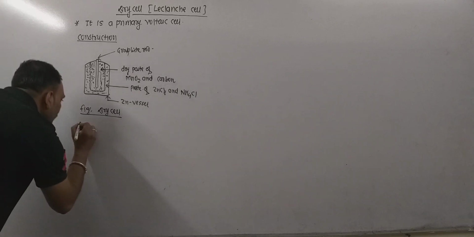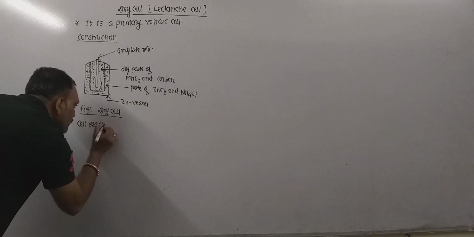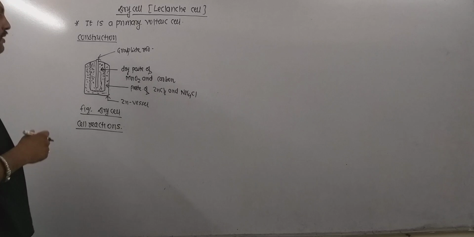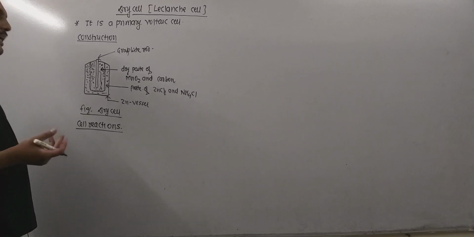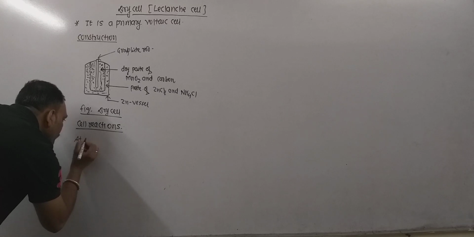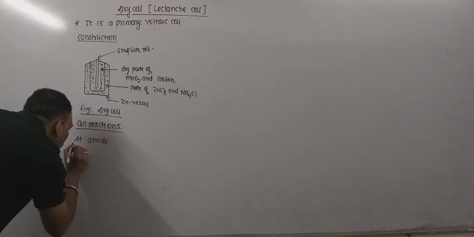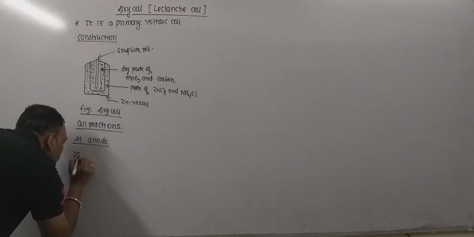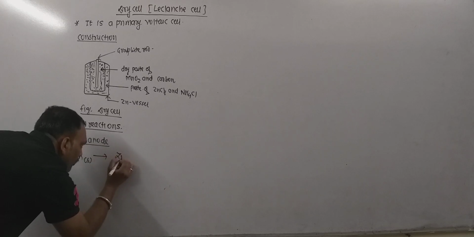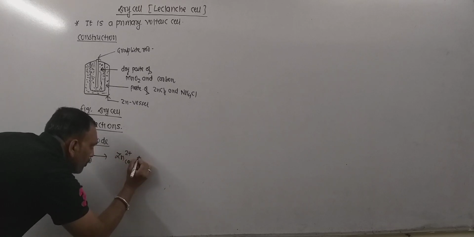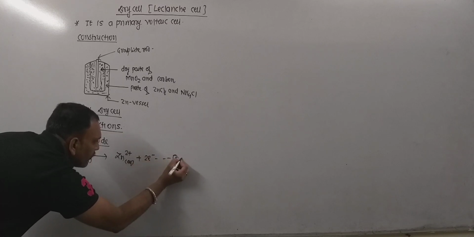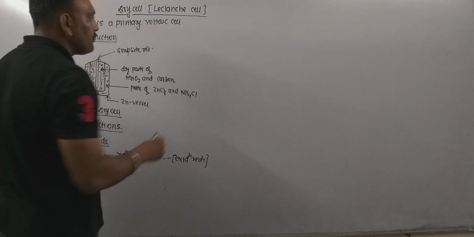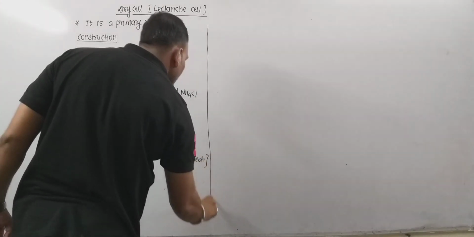Now let's see the cell reactions taking place during the working of the dry cell. At anode, we know very well that anode is an electrode at which oxidation takes place. So zinc vessel itself acting as anode, therefore oxidation reaction is expected at zinc. So zinc undergoes oxidation producing Zn2+ ions, and electrons are liberated. So this is the oxidation reaction taking place at zinc vessel. So zinc is anode, and at anode oxidation takes place.